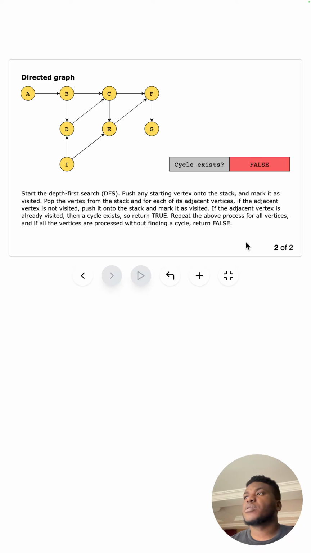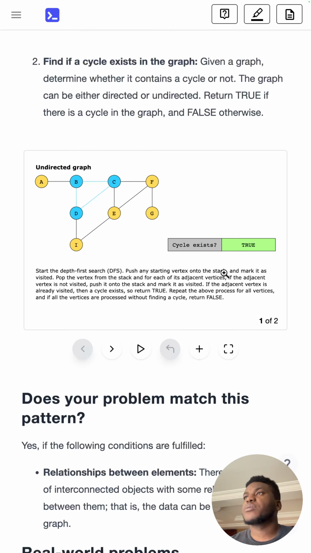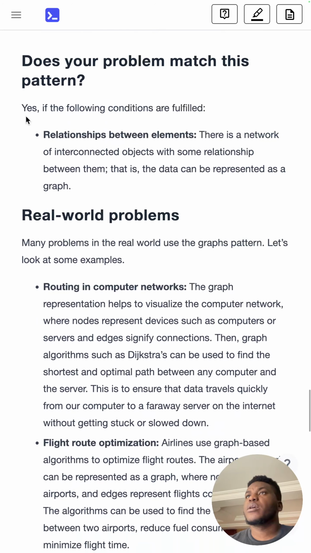And then same thing. In this case, I used depth first search, and you could have used breadth first search either way as well. So now, how do you know if it matches this pattern? If there's a relationship between elements. So there's a network of interconnected objects with some relationship between them. That is, the data can be represented as a graph.